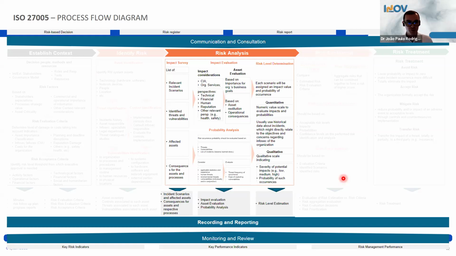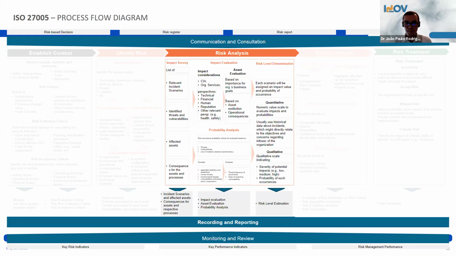As for the probability analysis, we need to consider applicable statistics, history of incidents, threats, vulnerabilities, catalogs, any information that you can get about it.